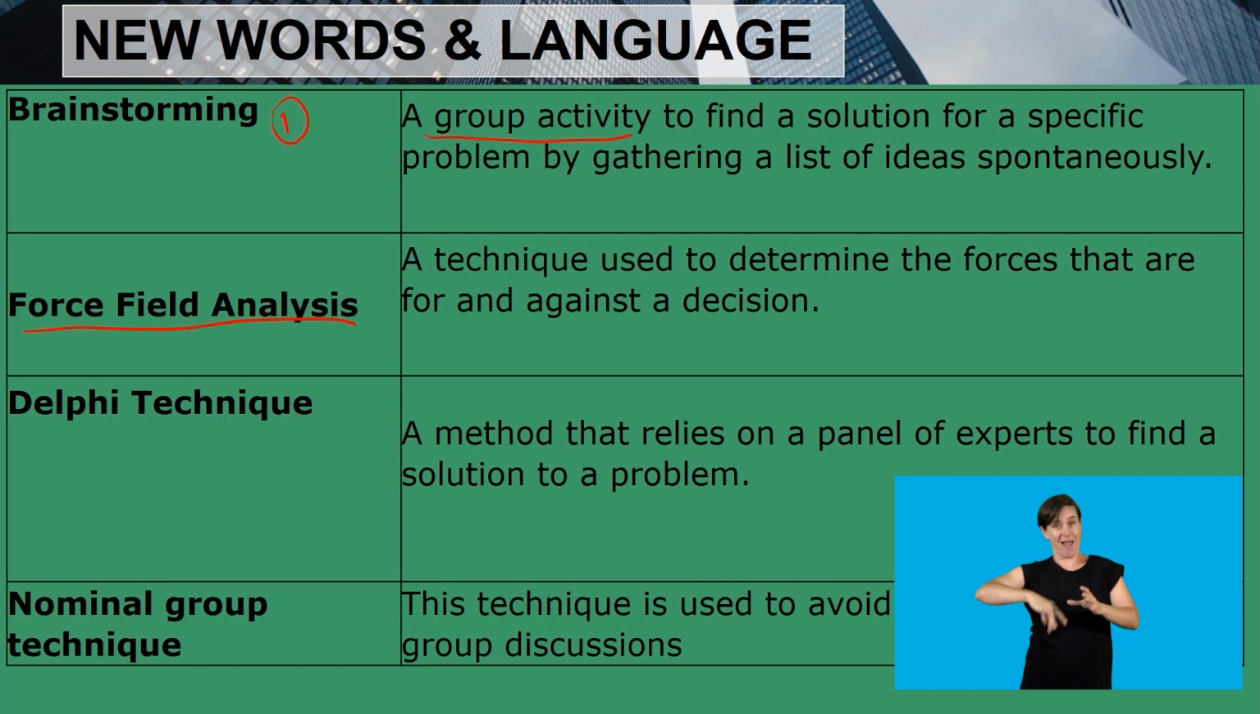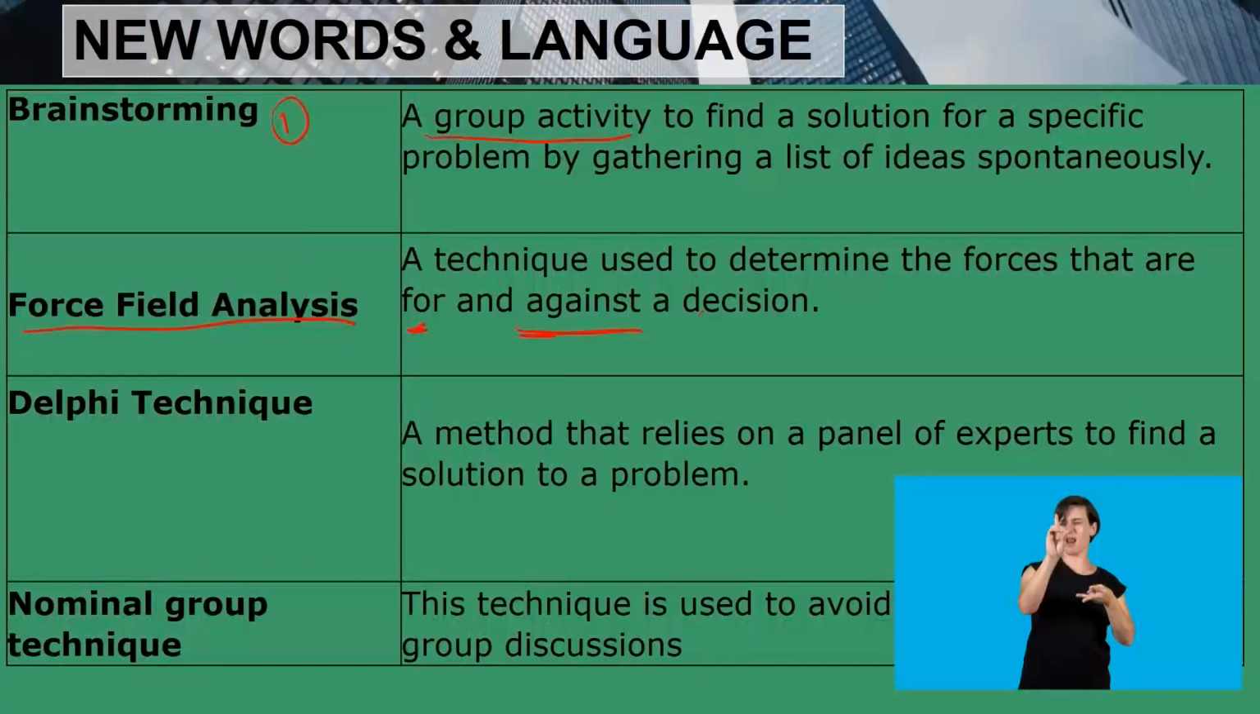It is a technique that is used to determine the forces that are for and the forces that are against a decision. So we'll be looking at the negatives and the positives of a decision. That's what a force-field analysis is all about. Thirdly, we're looking at the Delphi technique, which is another word that we'll be learning in this topic. It's a method that relies on a panel of experts to find a solution to a problem.